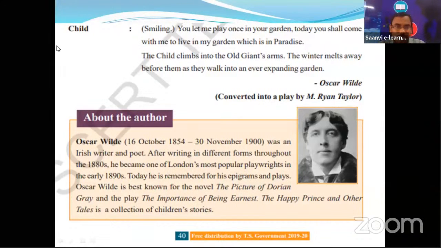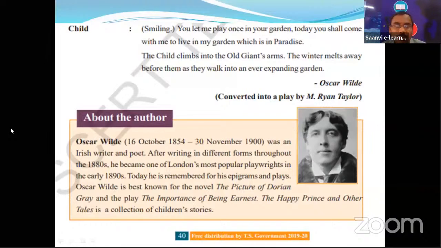So this beautiful play was written by Oscar Wilde. It was converted into a play by M. Brian Taylor. See, Oscar Wilde, 16 October 1854 to 13 November 1900, was an Irish writer and poet. Irish writer means a person from Ireland. It is the name of the country.